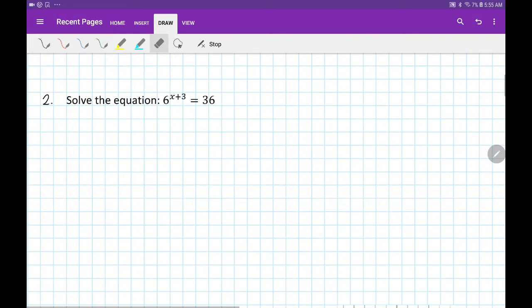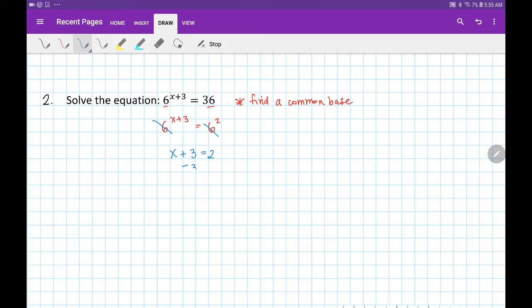Okay, moving on to number 2, solve the equation. Notice that on the left side and the right side, 6 and 36, I can write both with a common base. On the left, I'll leave 6 as 6 to the power of x plus 3, whereas on the right side, I want to get a common base, so I'll write it as 6 squared. Now that I have the same base on the left and on the right, I know that my exponents have to be equal. So I get x plus 3 equals 2. Solving for x, I find that x equals -1.